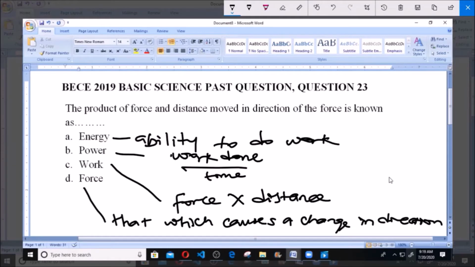Then work here simply means force times distance, the product of force and distance in the direction of this force. That is work. And force, on the other hand, is that which causes a change in direction of an object, either in motion or at rest. So from this we see that our answer is C, which is work, because work is force times distance, that is the product of force and distance in the direction of the force. So our answer is C, work.